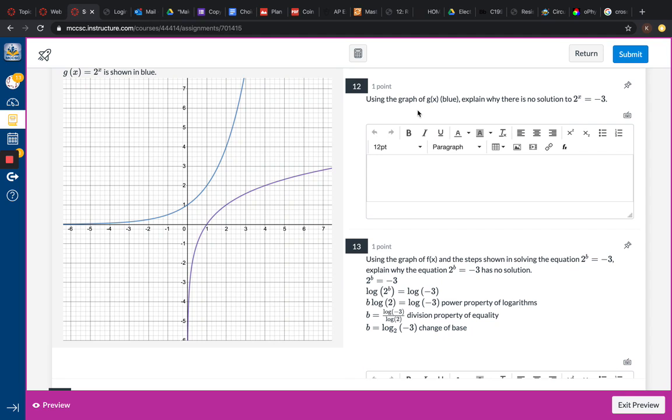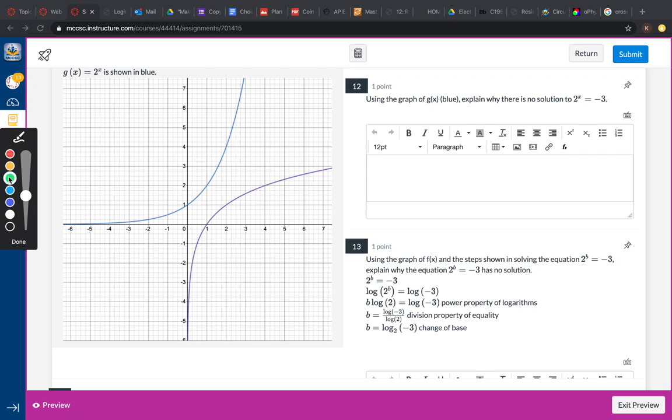So this says on 12, use the graph to explain why there's no solution. We've done this problem before, but it didn't have this extra line on here. If I forget about the purple function right now, if I were to want that blue graph to get down to y equals -3, that's never going to happen because our range, our y values, are greater than 0.